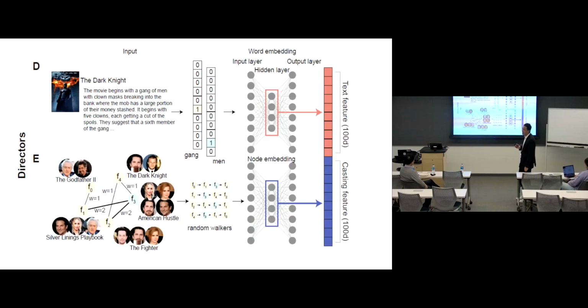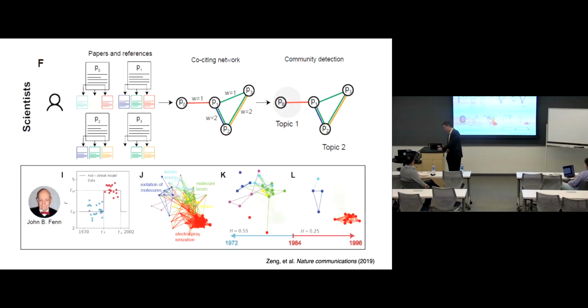Similarly for movies, you could think about doing a word embedding for the plot, as well as a node embedding for the cast information, who plays the role with whom, and combining these two gives me a high dimensional space to represent each movie. For scientists, we could also do a word embedding for papers, but in this case we did both.